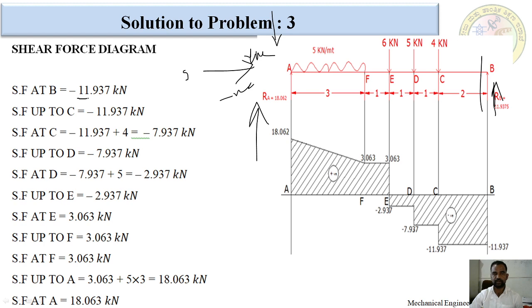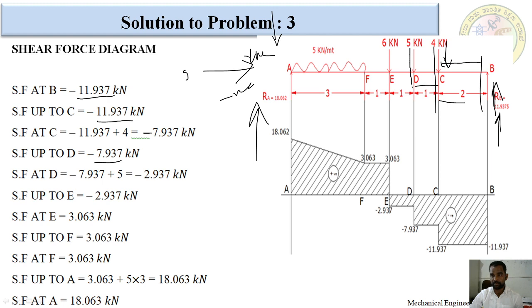For that reason, it is negative 11.937 kilonewton. Up to C point only, we are going to have the same load, 11.937 kilonewton. And I am going to take a section just over here. This is a negative force, this one is a positive force, because in shear force calculation from right to the section, upward force is taken as negative, downward force as positive. Negative 11.937 plus positive 4 is equal to negative 7.937. Just up to this point we have the same load, 7.937 up to D point.